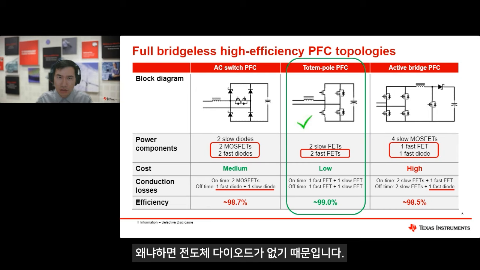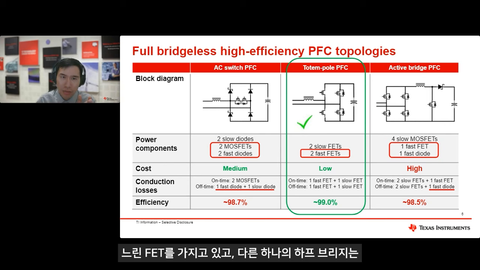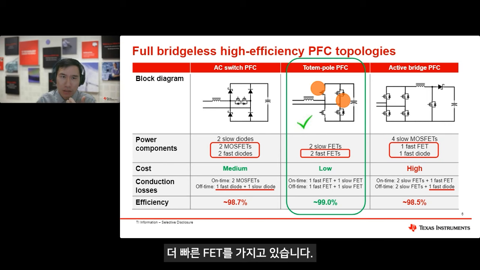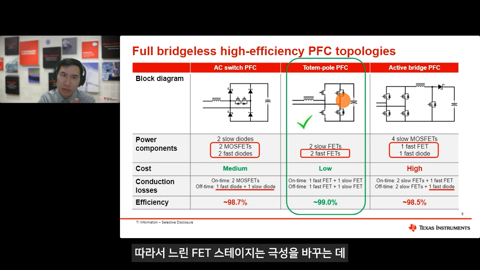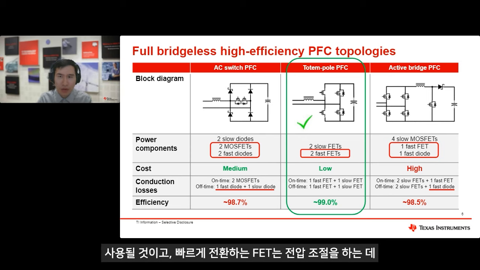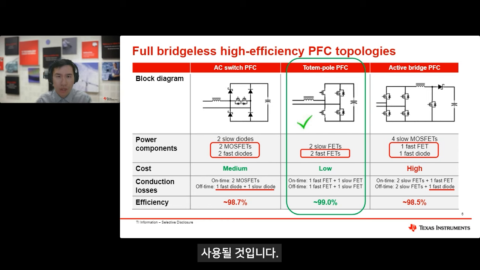because there is no diode conducting. The operation principle of two-node is that it has 1 half bridge with slow FET, and another half bridge with the faster FET. So the slow FET stage is used to change the polarities, while your fast switching FET is used to do the voltage regulation.